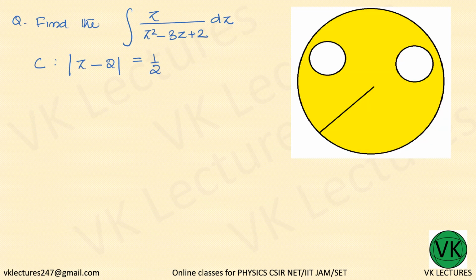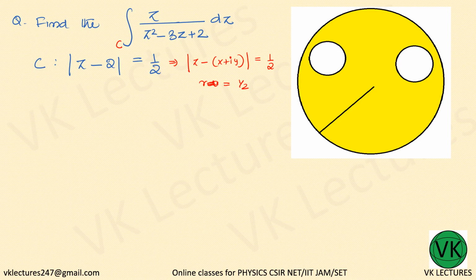Find the integral of z divided by z square minus 3z plus 2 dz, where the integral is over the curve C, and C is given by the circle mod z minus 2 equal to half. So we can write the equation of the circle in complex form, mod z minus (x plus iy) equal to half. So we know that the radius is equal to 1 by 2.